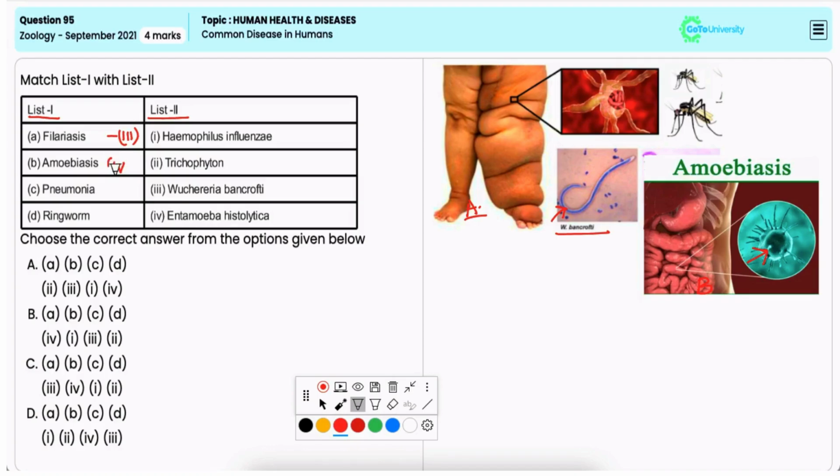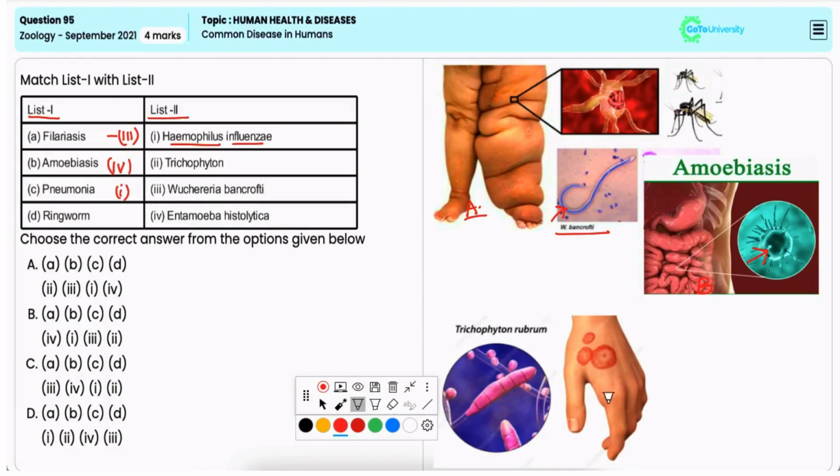Now, pneumonia typically stems from bacteria such as Streptococcus pneumoniae and Haemophilus influenzae. Thus, C matches with 1. And ringworm is caused by fungi of the genera Microsporum and Trichophyton. Thus, D matches with 2. Hence, the correct answer is option C.